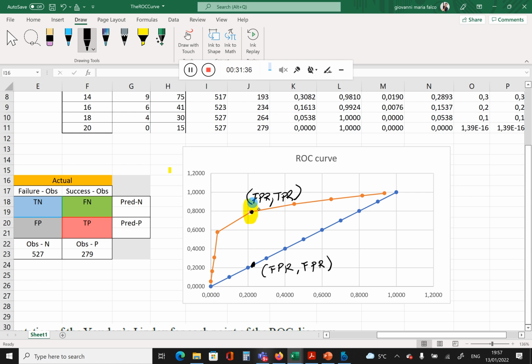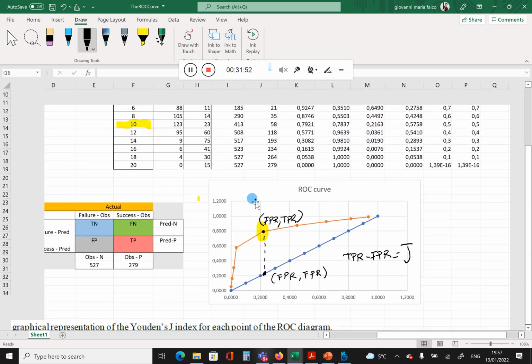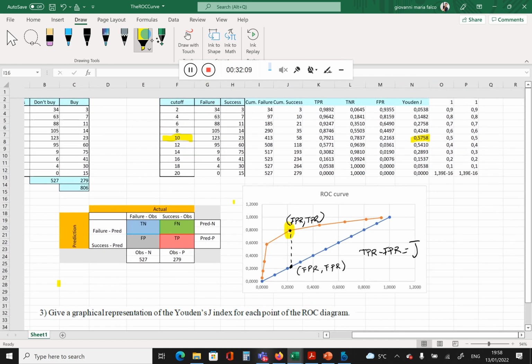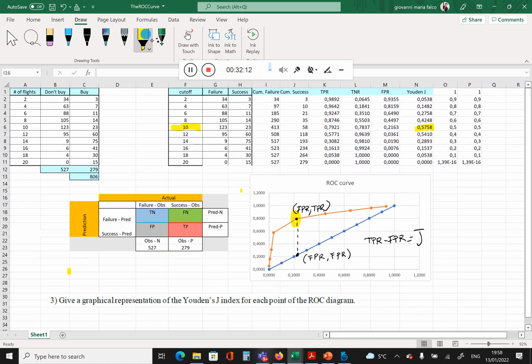So we see that this distance is just equal to the true positive rate minus the false positive rate, but this is just the j index. So the j index, which in this case was given by this value of 0.576, is given by the distance of the point on the ROC curve to the diagonal line. This is the graphical interpretation of the j index, and of course this is true for all the points.